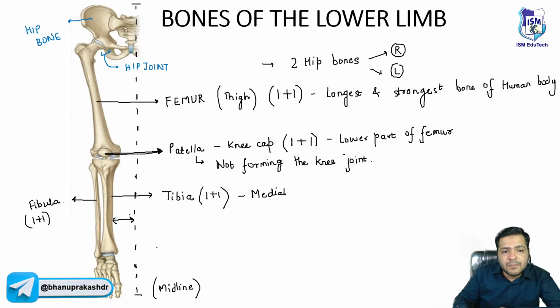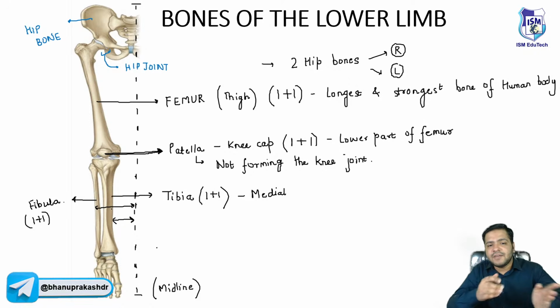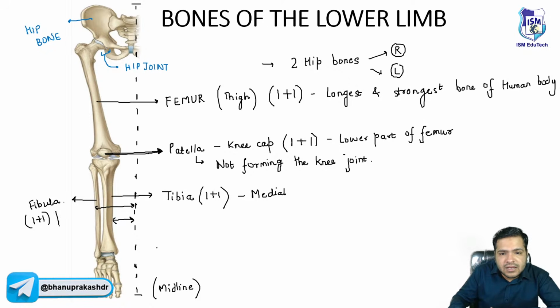Now the fibula, as compared to the tibia, is away from the midline. So the fibula is the lateral bone of the leg, and the tibia is the medial bone of the leg.